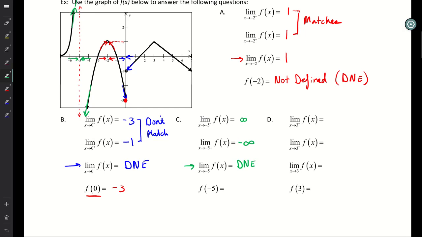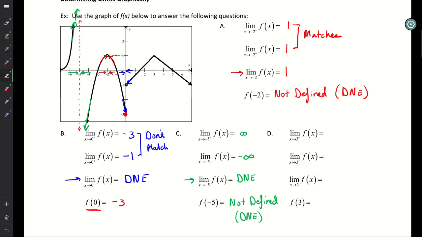Now, f of -5, it was important that at -5 there's a vertical asymptote. That means at -5 my function is not defined, or my function does not exist at -5. Once again, the existence or non-existence of a function at the value that you're interested in for your limit is not actually important. All right, let's look at part D.